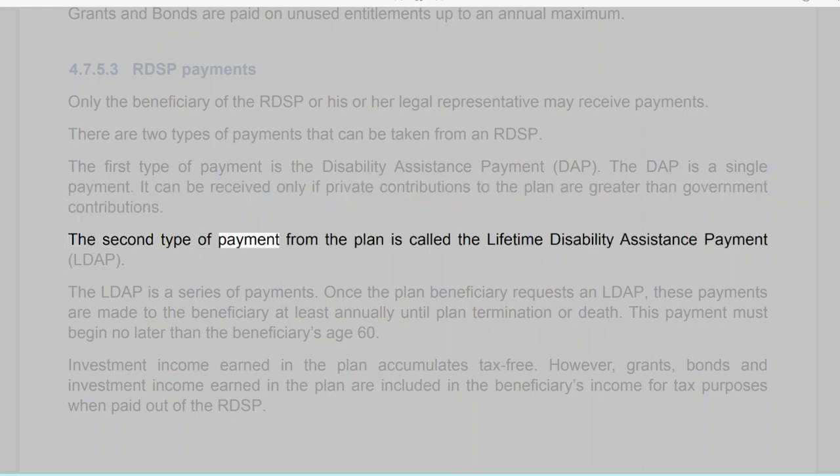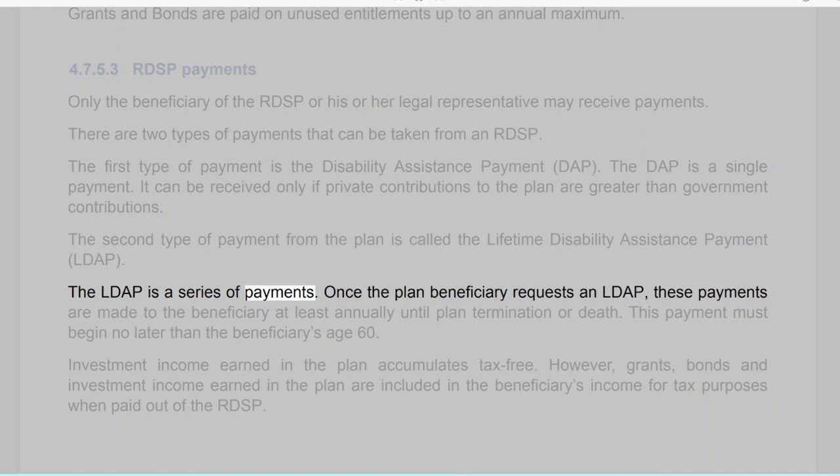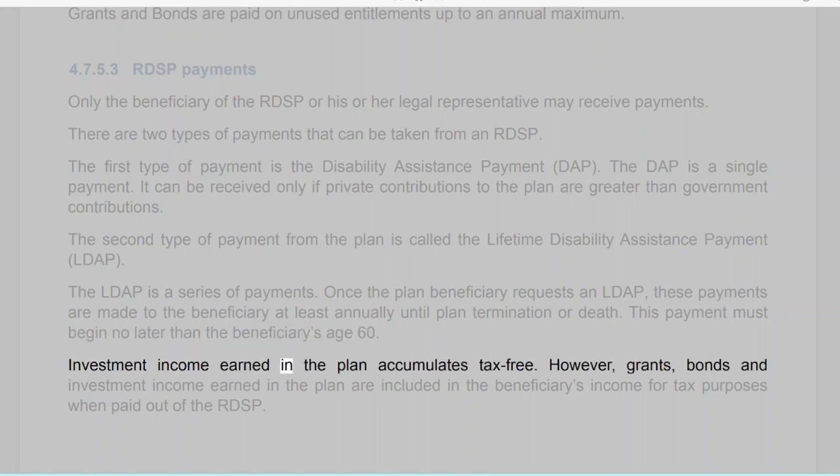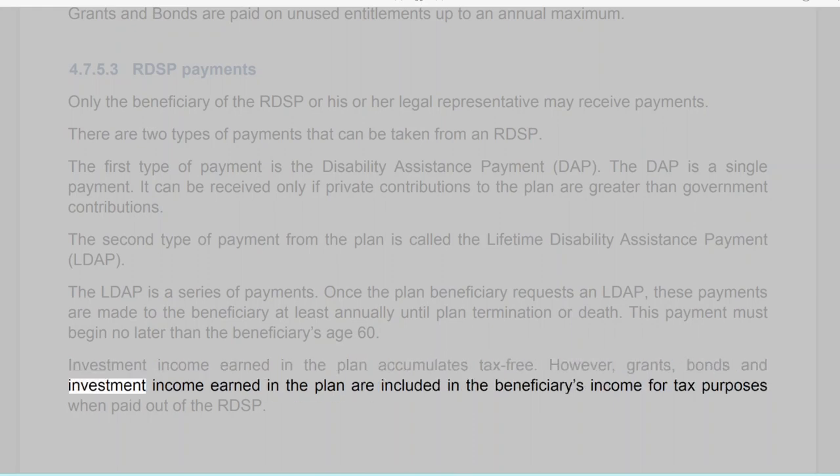The second type of payment from the plan is called the Lifetime Disability Assistance Payment, LDAP. The LDAP is a series of payments. Once the plan beneficiary requests an LDAP, these payments are made to the beneficiary at least annually until plan termination or death. This payment must begin no later than the beneficiary's age 60. Investment income earned in the plan accumulates tax-free. However, grants, bonds, and investment income earned in the plan are included in the beneficiary's income for tax purposes when paid out of the RDSP.